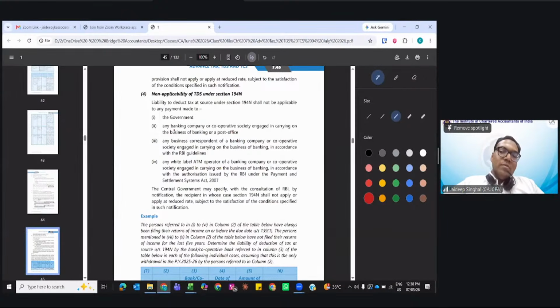Non-applicability in TDS: if the government is withdrawing any money, or a banking company or business correspondent or any ATM operator is withdrawing any money, then there is no problem. On that, no TDS is there.